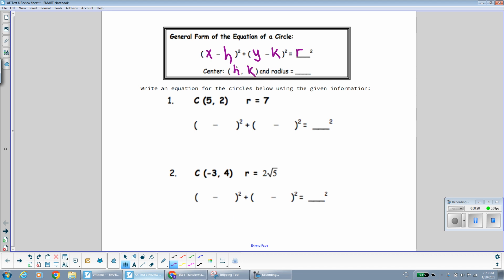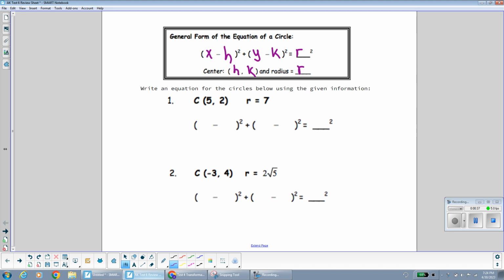So h represents the x coordinate of the center of the circle, and k represents the y coordinate of the center of the circle. And r represents the radius of the circle. So we're going to write an equation for the circles below using the given information.